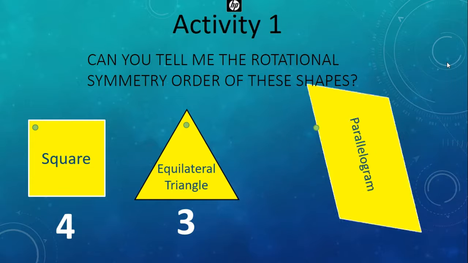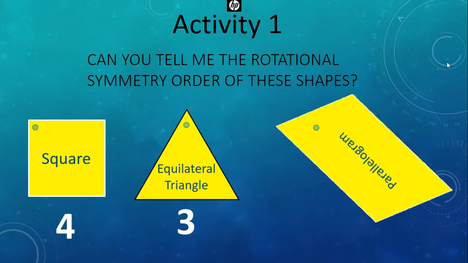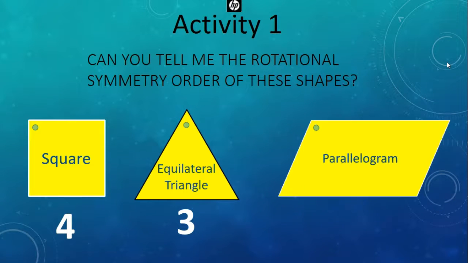Parallelogram. 1, 2. I can turn that shape upside down, it will look the same, and then I can turn it back again so it's the original shape. So that one has an order of rotational symmetry of 2.